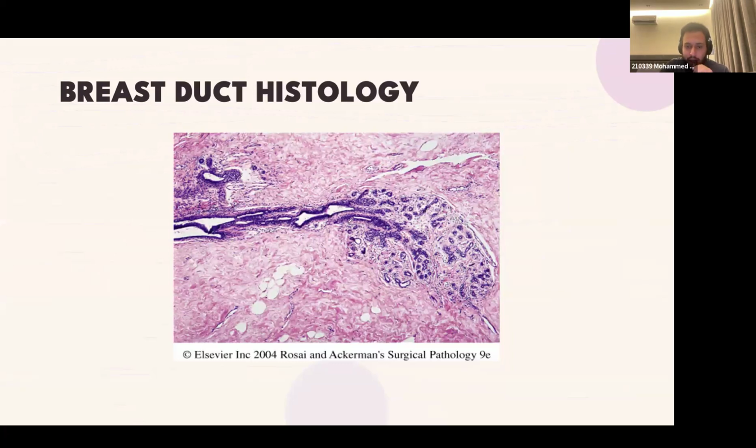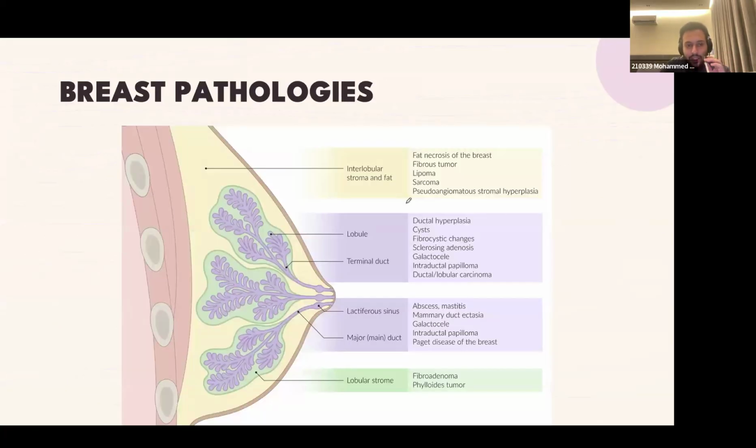And this is basically the ducts. I don't even know why I put the slide on the line, but this is the ducts. Now, the breast pathologies, very important to know where it comes from. The most important is the lobules and the ducts. In the lobules, you have ductal hyperplasia, cystic changes, all these different changes that happen. Also in these ducts as well, Paget's disease in the major ducts, especially right under the areola and the nipple. And you have intraductal papilloma, and I'll explain clinical features of that.